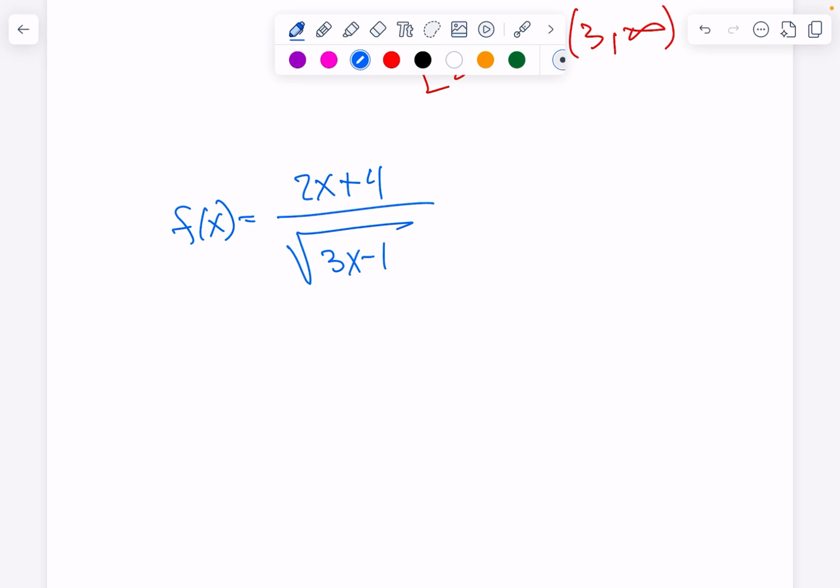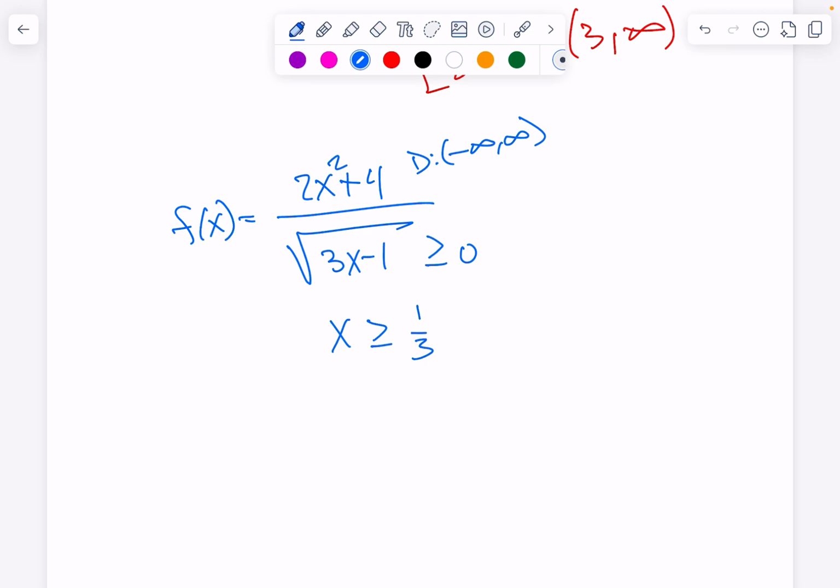So the numerator in this case can be anything. The domain of the numerator is negative infinity to infinity. It's linear. It can be anything. If it was squared here, still could be anything. There's nothing it can't be in the numerator. The denominator has to be greater than 0. Add 1 and divide by 3. So x is greater than 1/3.